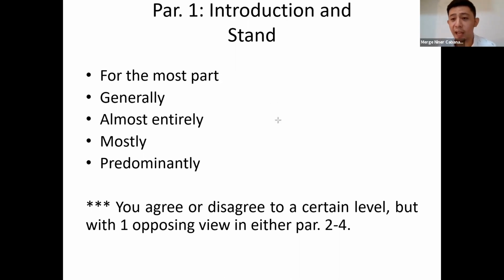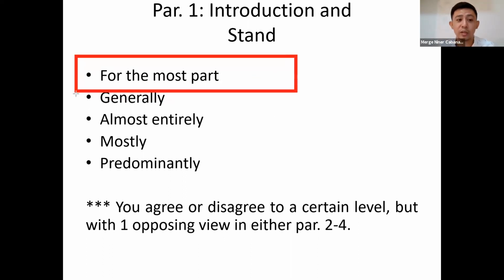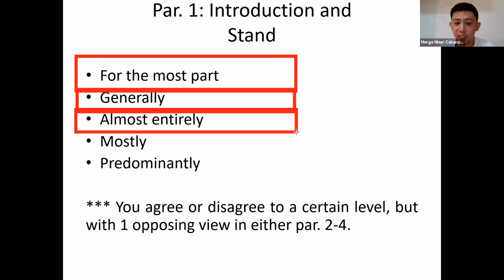I can't say that I 70% agree but I 30% do not. So you cannot use numbers to justify; we can only use words. You can use the phrase for the most part. You can use the word generally. You can also use almost entirely, mostly, and predominantly.